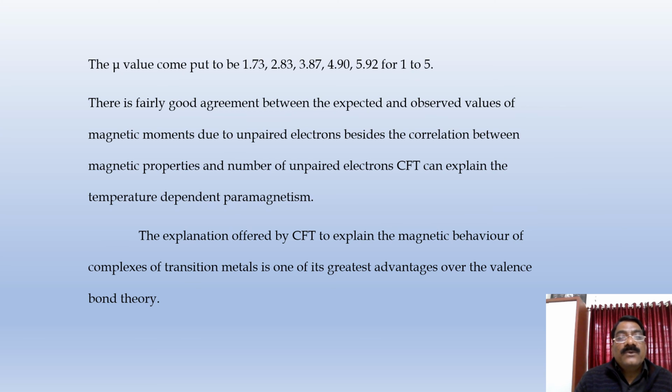There is fairly good agreement between the expected and observed values of magnetic moment due to the unpaired electrons, besides the correlation between magnetic property and the number of unpaired electrons. CFT can explain temperature dependent paramagnetism. The explanation offered by CFT for the magnetic behavior of the complexes of transition metals is one of its greatest advantages over the valence bond theory.